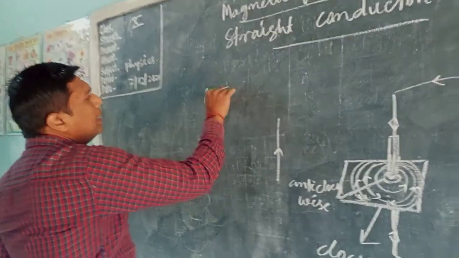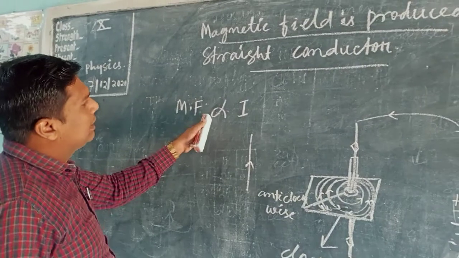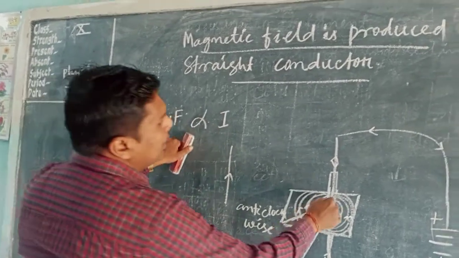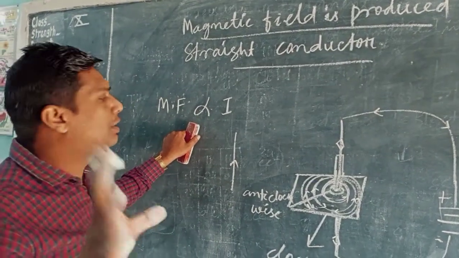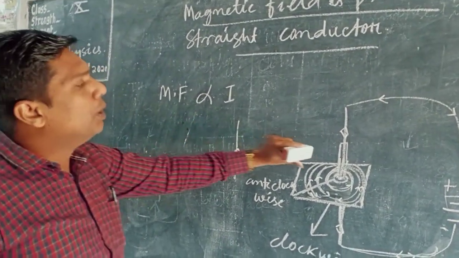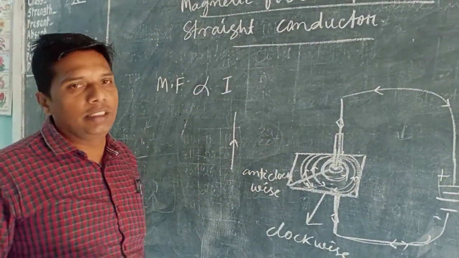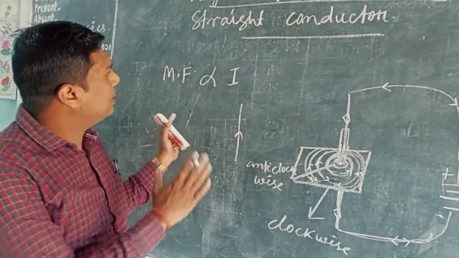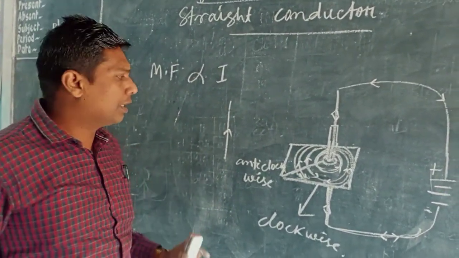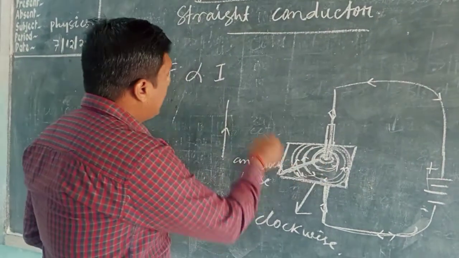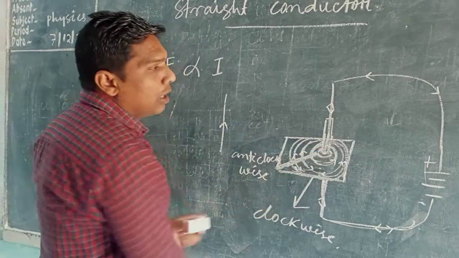This magnetic field is directly proportional to current. When current increases, the magnetic field also increases. That means magnetic field lines become very strong. But when current becomes low, the magnetic field decreases. So these magnetic field lines and current are directly proportional to each other, but the magnetic field is inversely proportional to the distance from the conductor.